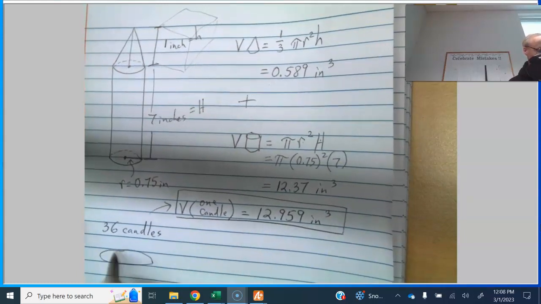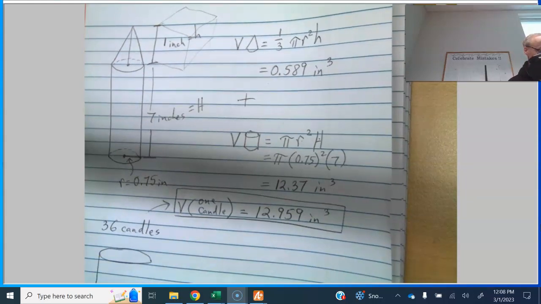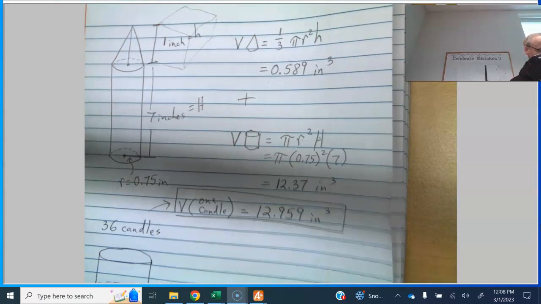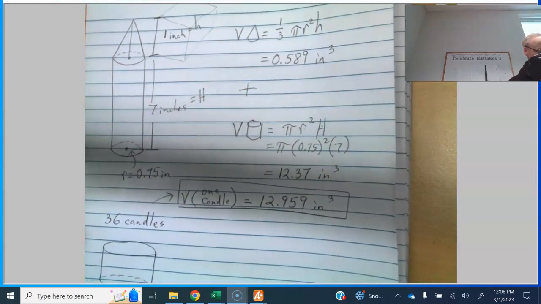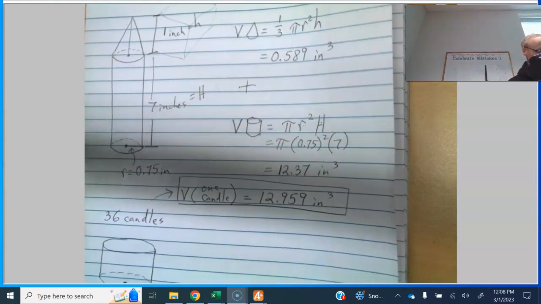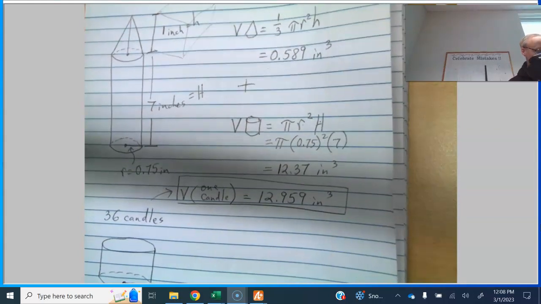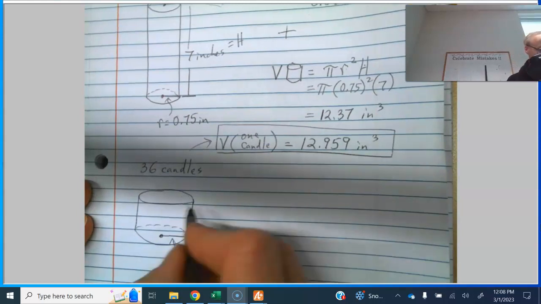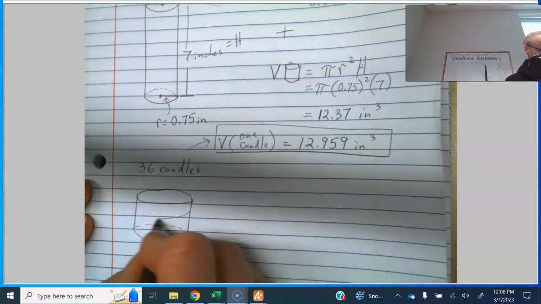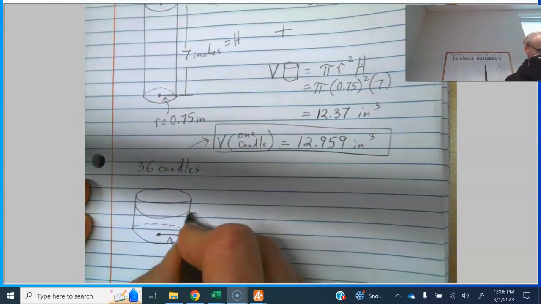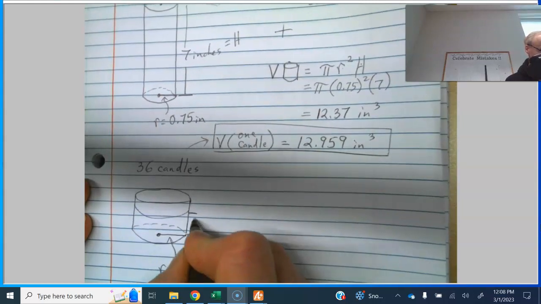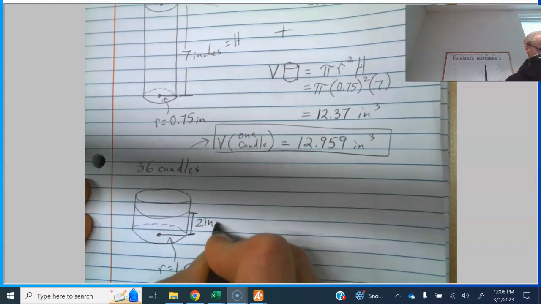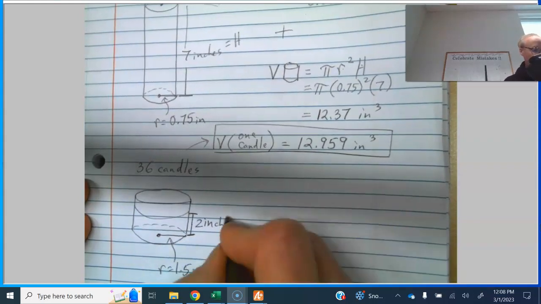And the jars are 3-inch diameter, which means the radius is 1.5 inches, and she wants to fill them to 2 inches depth. Not to scale, obviously. This is the height.